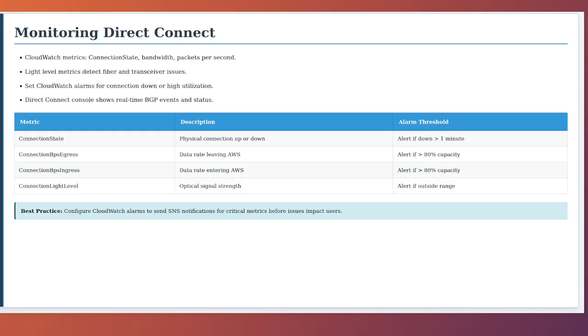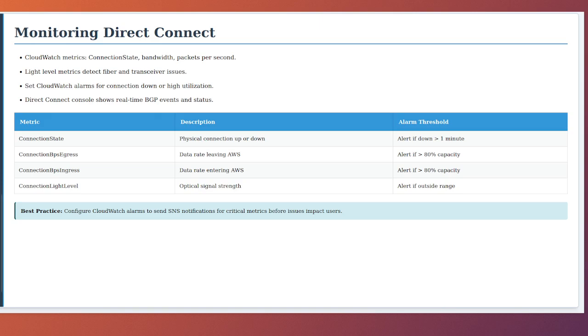For virtual interfaces, AWS provides the VirtualInterfaceBpsEgress and VirtualInterfaceBpsIngress metrics, which show traffic per VIF if you have multiple VIFs on the same connection. These metrics help you understand which VIF is consuming bandwidth. Similarly, VirtualInterfacePpsEgress and VirtualInterfacePpsIngress show packet rates per VIF.